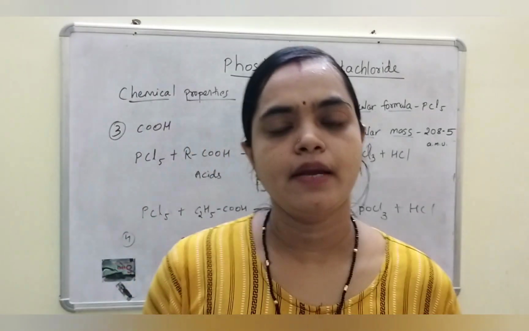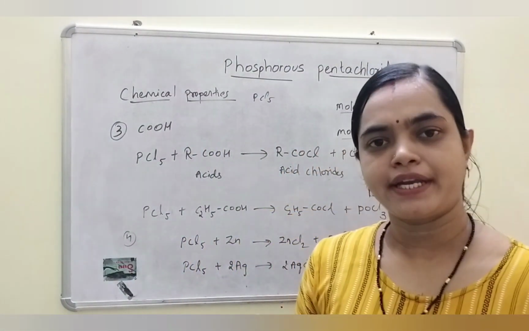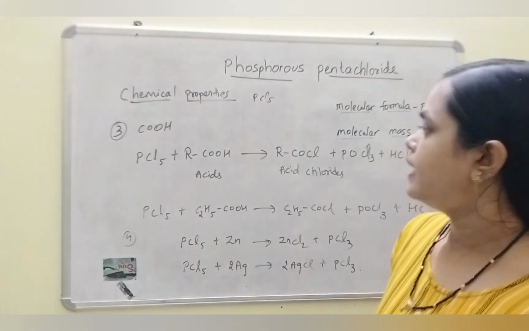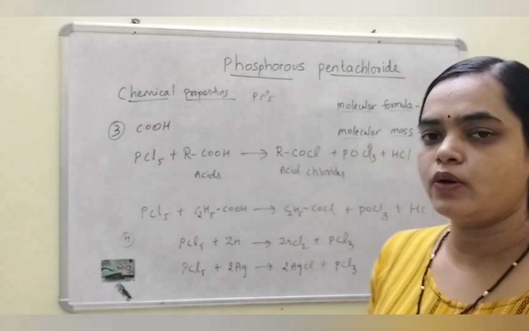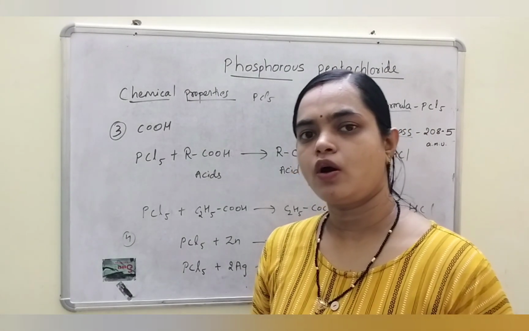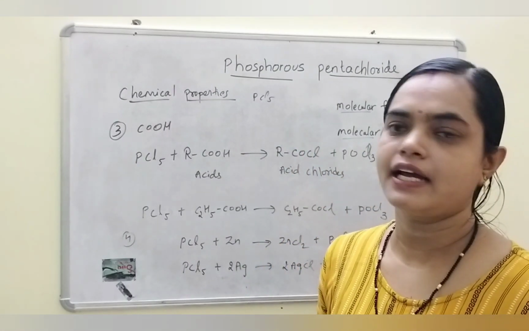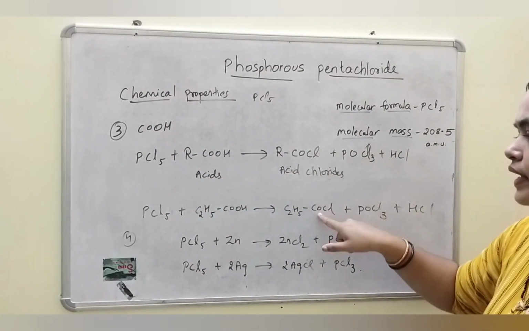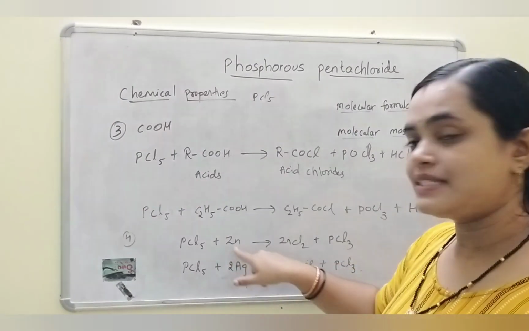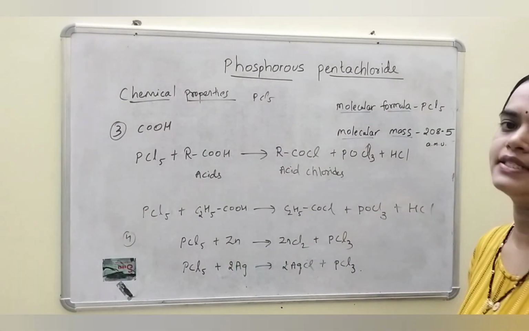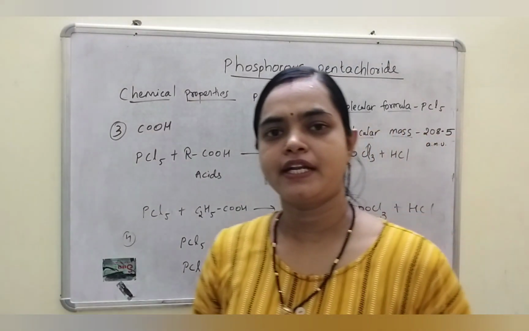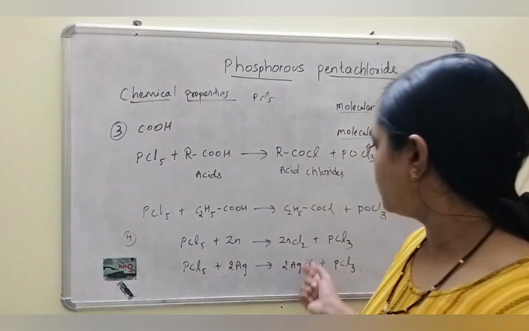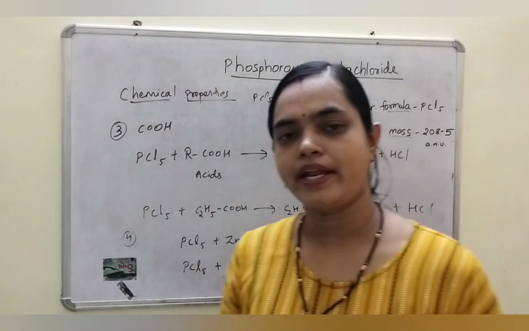I hope you understand the chemical properties of phosphorus pentachloride. When phosphorus pentachloride is hydrolyzed it gives phosphoric acid, and when treated with primary alcohols it gives the corresponding alkyl chlorides. When treated with acids, it gives acid chlorides, and when treated with metals, it gives metal chlorides. So phosphorus pentachloride is used in many preparations of metal chlorides, acid chlorides, alkyl chlorides, etc.